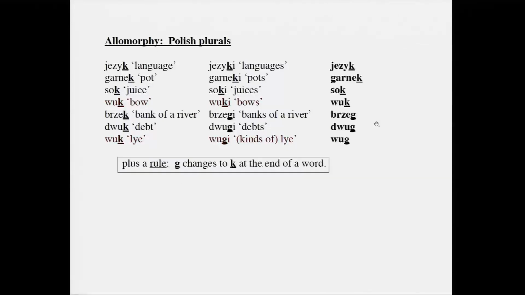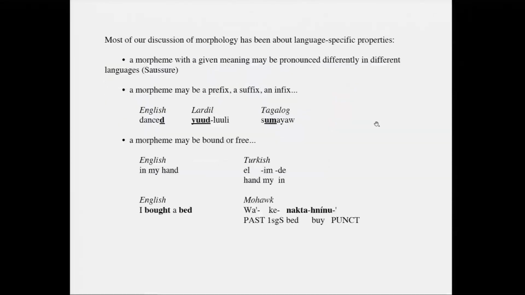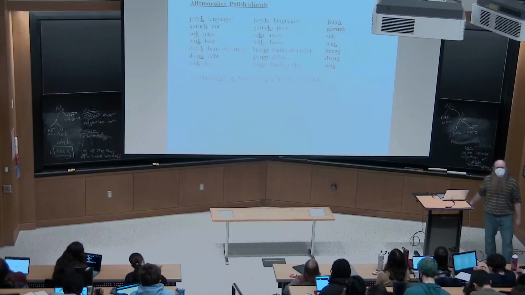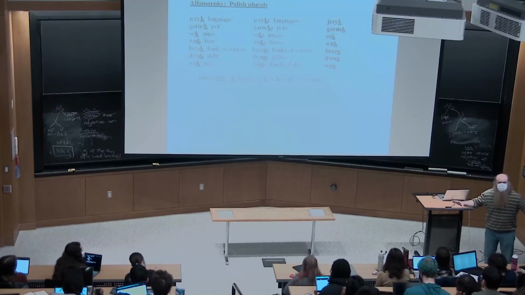Yep, so we'll never be able to predict which K's change to G in the plural. So what we'll do is posit these underlying forms over there on the right, some ending in K, others ending in G. And then we'll have a rule: G becomes K at the end of a word. And given the time, I think this is a good place to stop. Are there any questions? Yes?